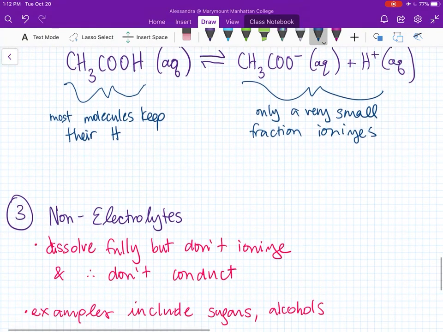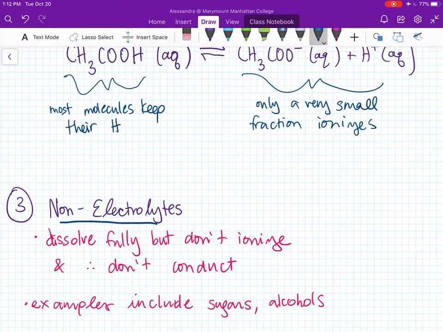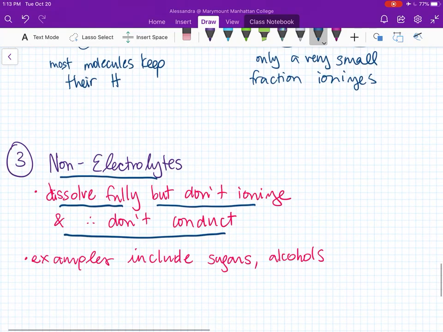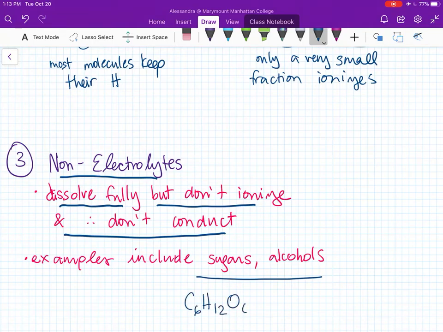Finally, the last category of solutions are the non-electrolytes. And of course, as their name implies, they don't conduct. They dissolve fully, okay? So these molecules will dissolve in water, but they don't produce ions. They don't ionize. And for that reason, they can't move charge. The solutions will not conduct electricity. Examples include basically any polar molecule, sugars, alcohols. Okay, so sugar, for example, glucose is C6H12O6. This is a very polar molecule, so it will dissolve in water, but it doesn't ionize at all. So a sugar solution will be a non-electrolyte.